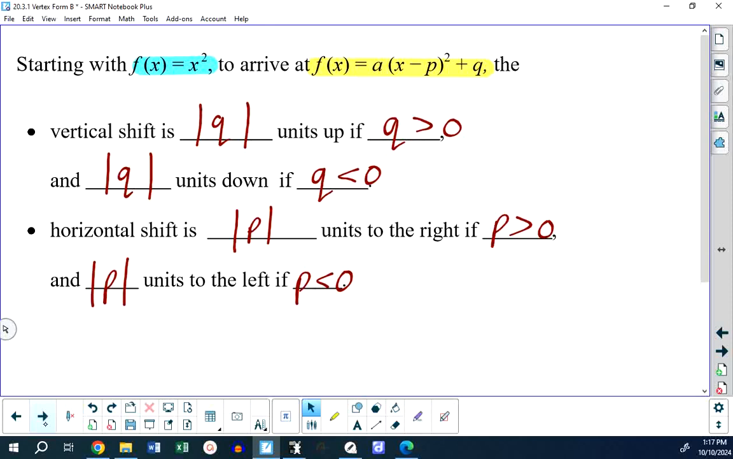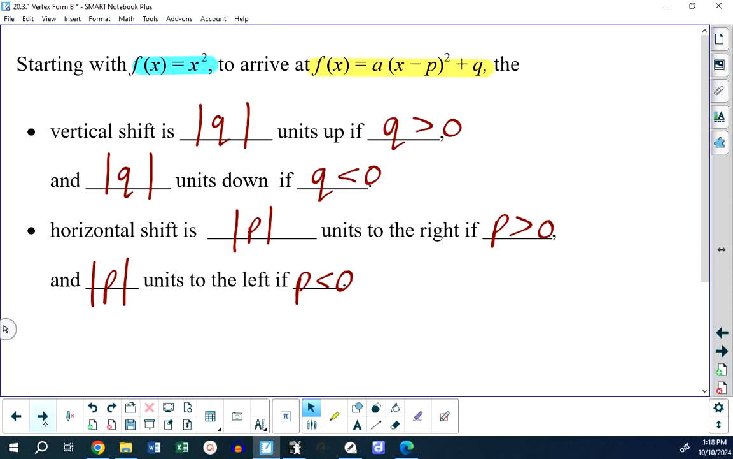I just want you to make a mental note here. I think it's worthy of mentioning that up is positive and right is positive in terms of directions. Like if you look at the y-axis, positive means you're going up. That's why when q is positive, it shifts up. Whereas when q is negative, it shifts down because down is a negative vertical direction. And the same can be said for p being positive to the right and negative to the left.